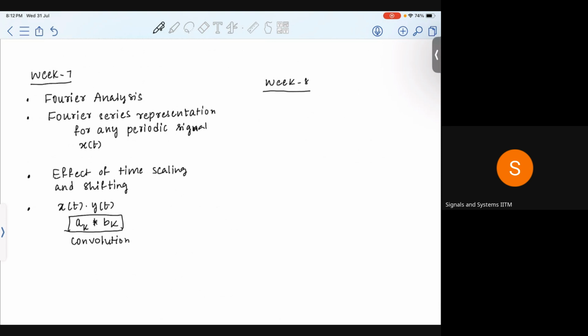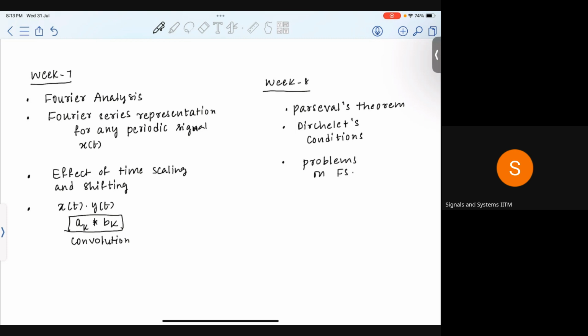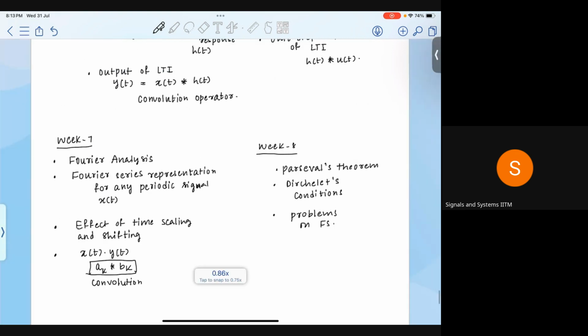Mainly we have seen Parseval's theorem, Dirichlet's conditions, and more problems on how to solve Fourier series. So these are the topics.